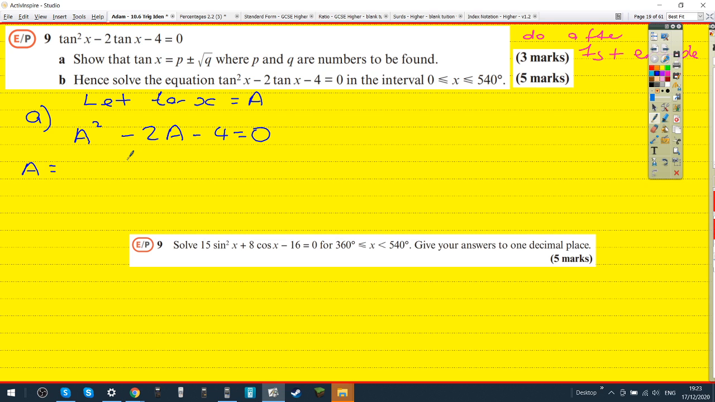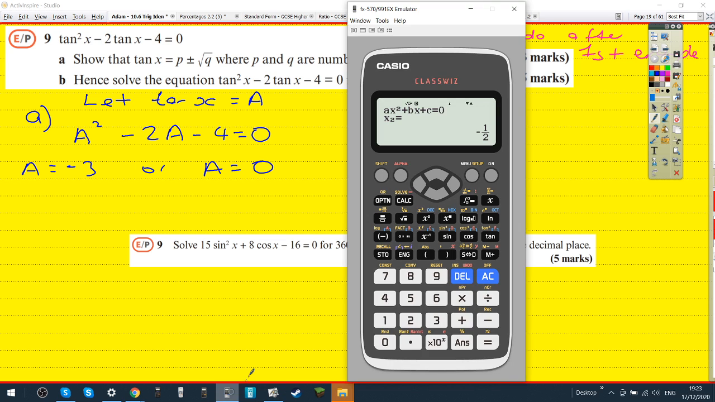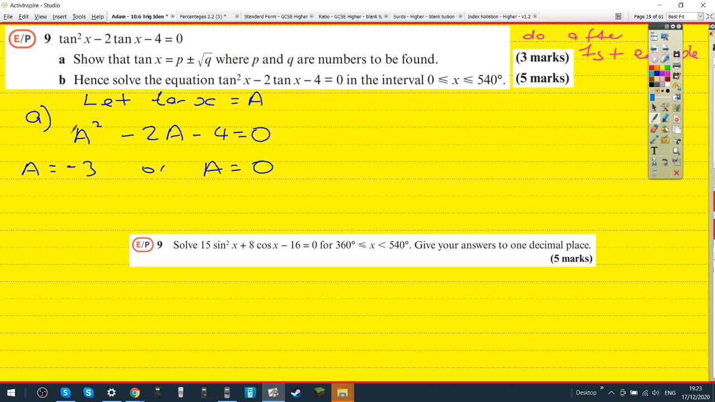So x is minus 3 and x is 0. I put into the calculator a squared minus 2 and then a minus 4. Is that right? Not sure. One sec. Nope. So this one here, a squared minus 2a minus 4.